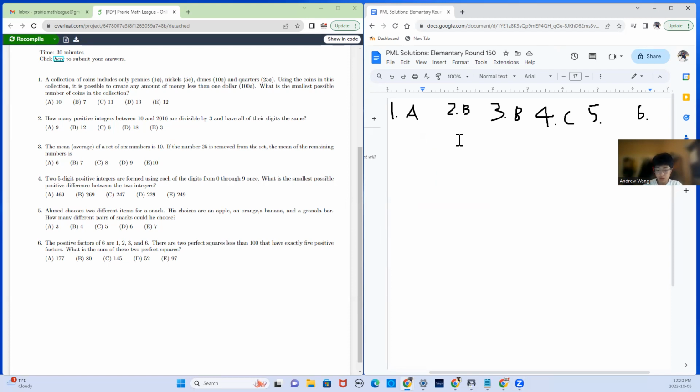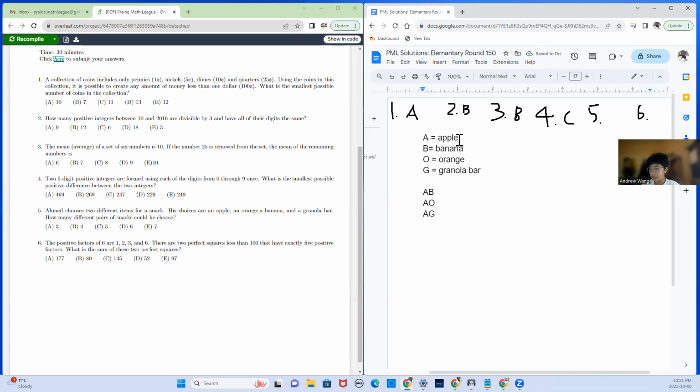So let's set A equals apple, B equals banana, O equals orange, and G equals granola bar. Let's just physically do the pairs. All right, so A and B, apple and banana, A and O, apple, orange, A and G. So apple is first of all paired with everything.